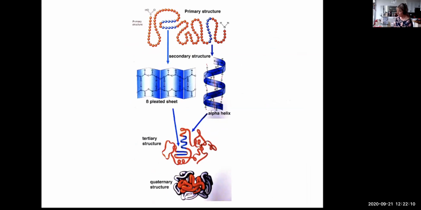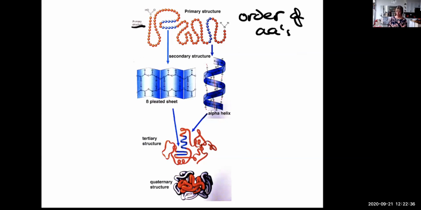So when a protein is synthesized, it goes through several stages during synthesis. The first stage is putting together the primary structure, in other words, the order of amino acids. So that's known as the primary structure. It's the order of amino acids.